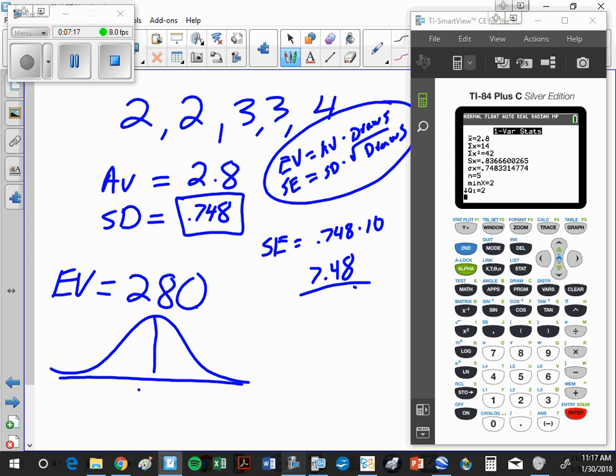So my center line is 280, and I want from 300 to, well, right. So I want 300. Am I going right or left? Right. So if I shade to the right and I use edges, what do I type in? 299.5.